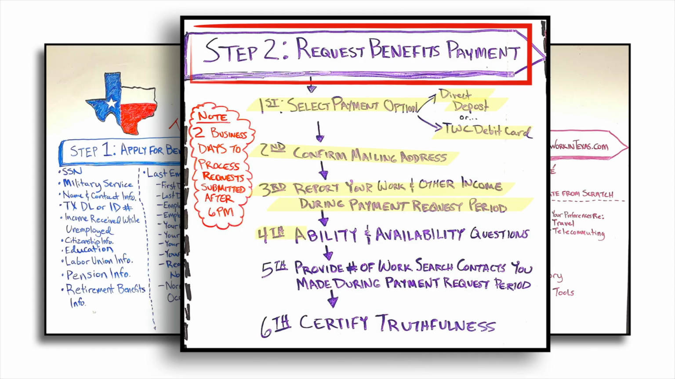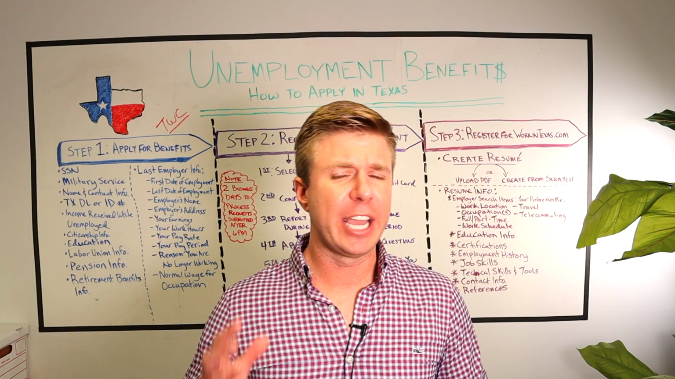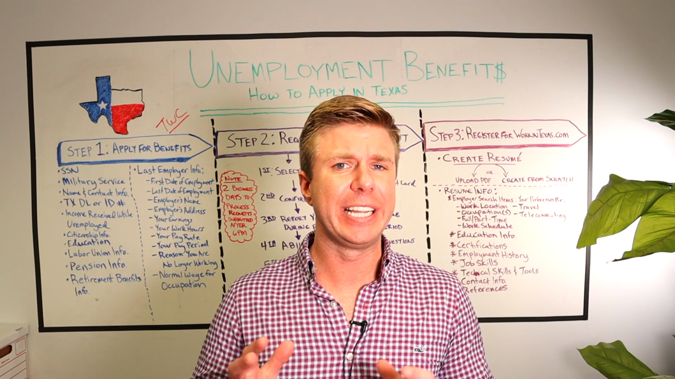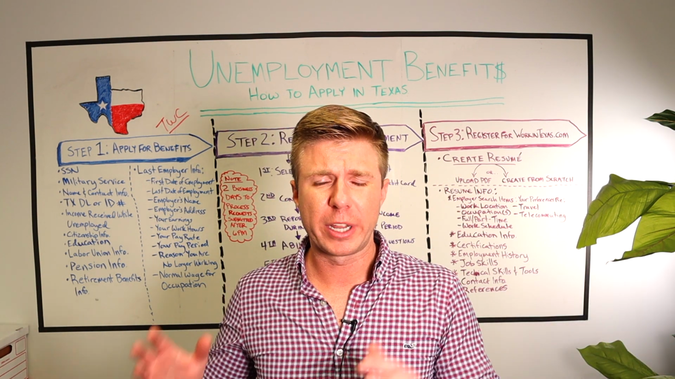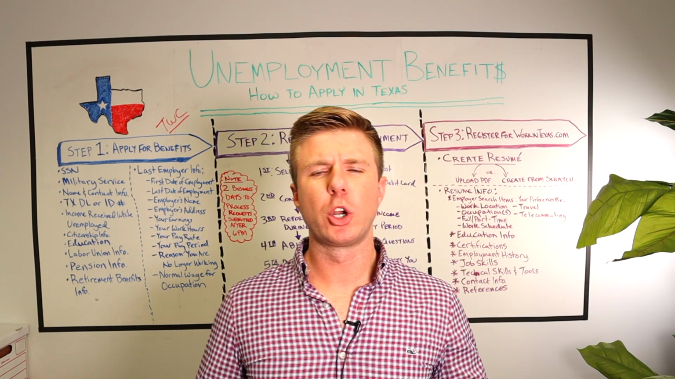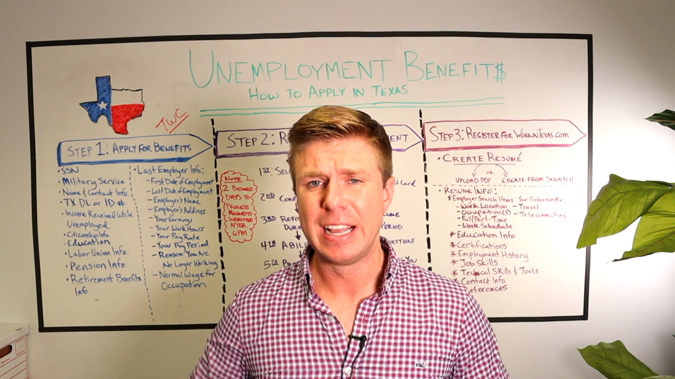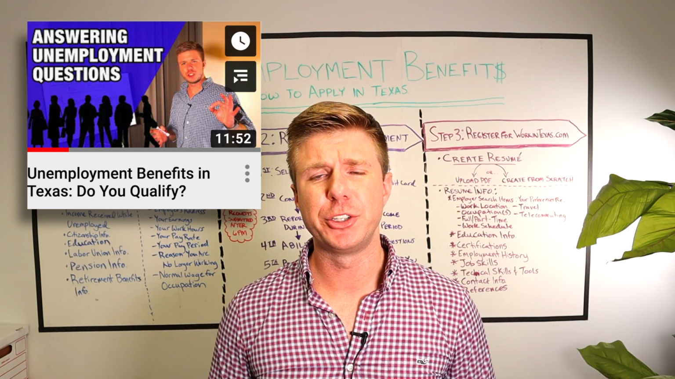Fourth, you're going to answer questions about your ability and availability to work. Now, your ability and your availability to work are going to affect your ability to get benefits in a particular week. If you're not available or you're unable to work in a particular week, the TWC may deny your application. If you want to learn more about whether or not you qualify for unemployment benefits in Texas, check out my video on that topic. I will leave a link down below in the description.